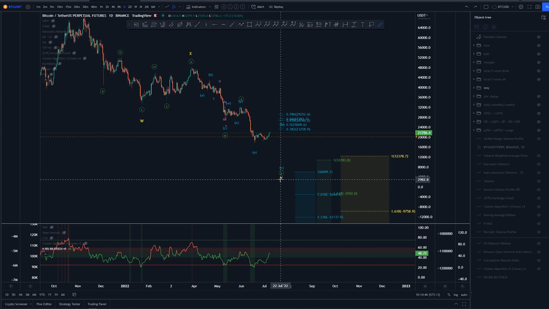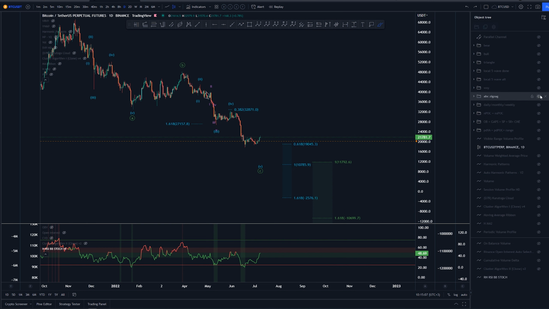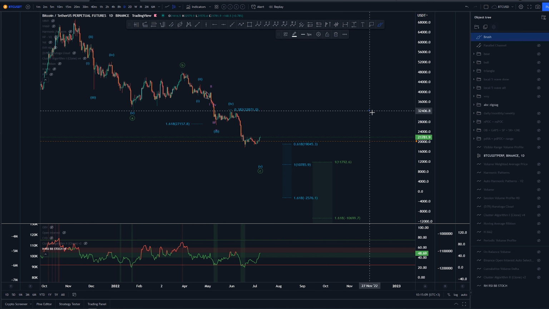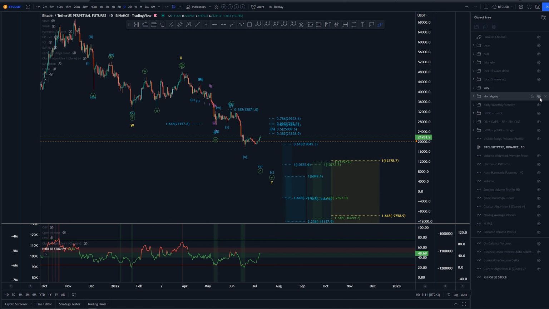If we are instead having this as a 5-wave move, something like this, then we could be already completing the count down here at these 17.6k lows. So that has to be kept in mind. That's why I have the bullish cases in my scenarios as well.